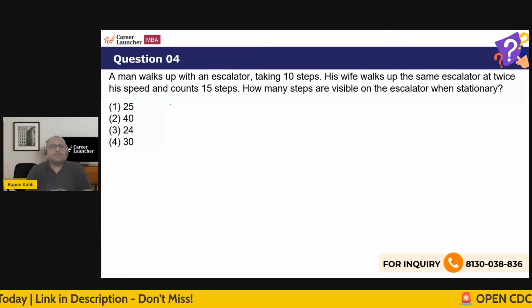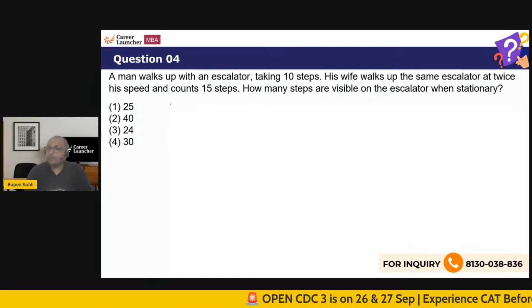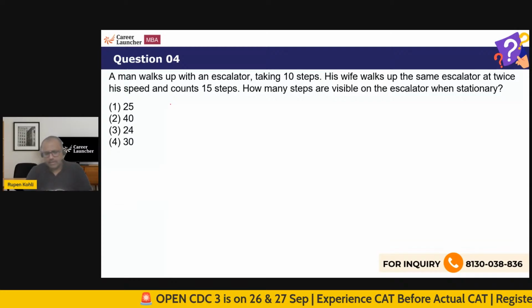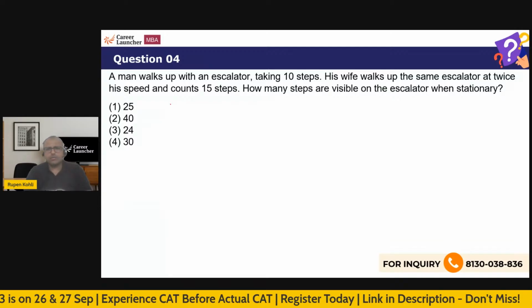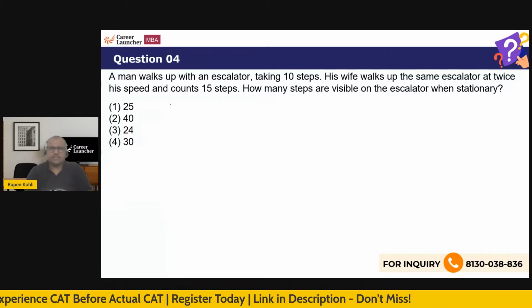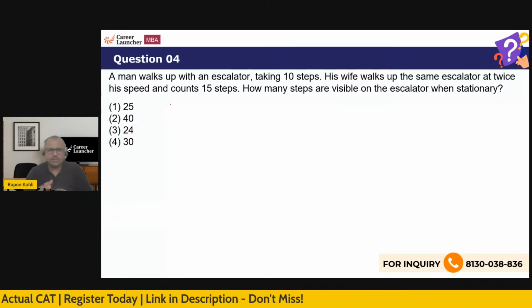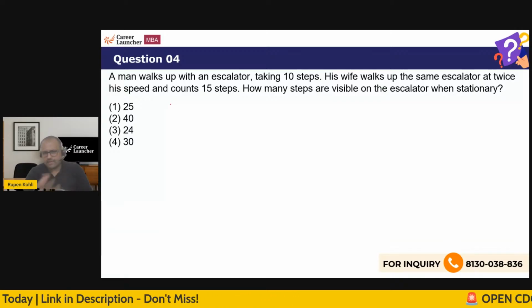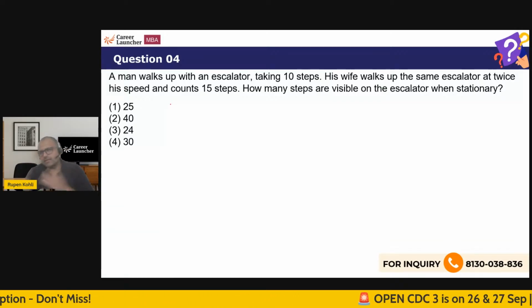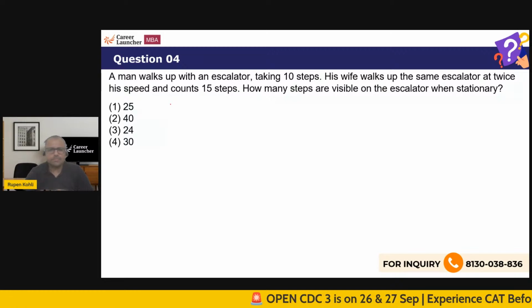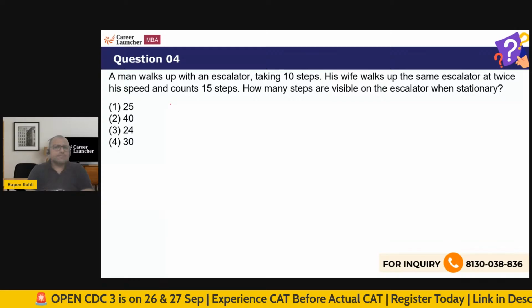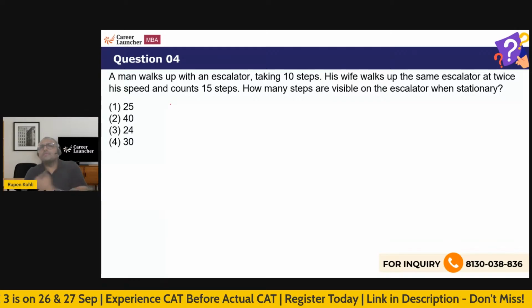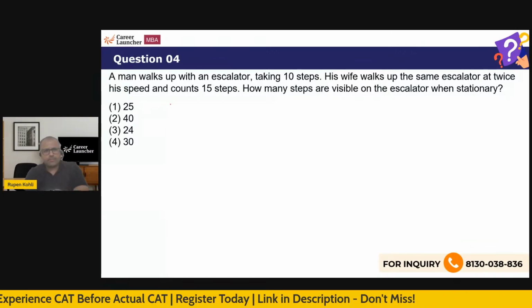A man walks up with an escalator taking 10 steps. His wife walks up the same escalator at twice his speed and counts 15 steps. देखिए, मैं escalator के क्वेश्चन को I consider it very analogous to boats and streams. जिस तरह से in boats and streams the boat and the stream speed either add or subtract, likewise here also the speed of the person and of the escalator either add or subtract depending on whether the person is moving with or against the escalator. In escalator questions, if nothing is mentioned, we always assume that the person is moving with the escalator. वैसे भी लिखा हुआ है, a man walks up with an escalator.